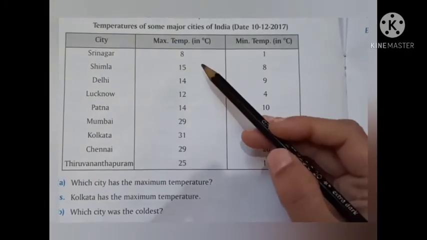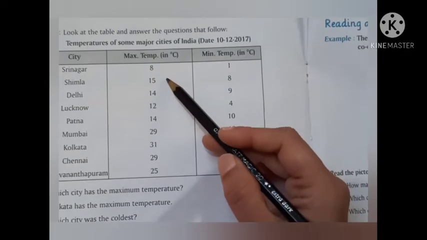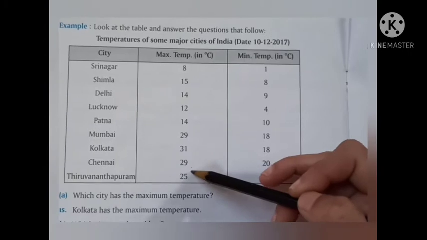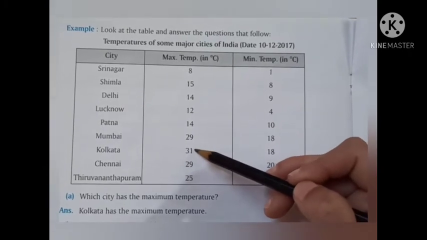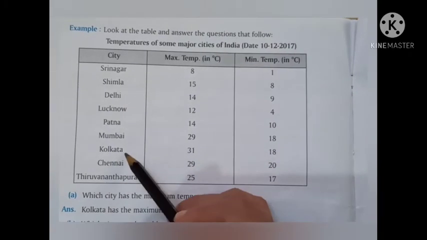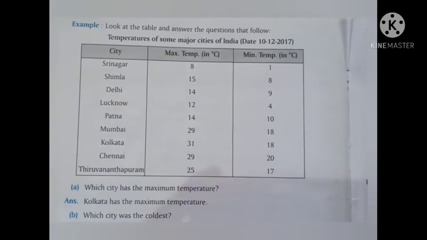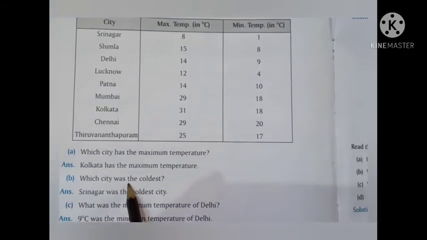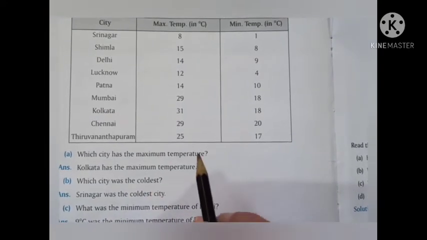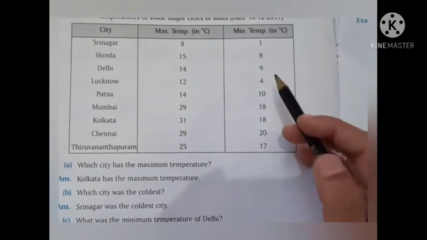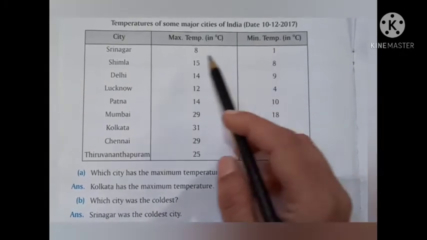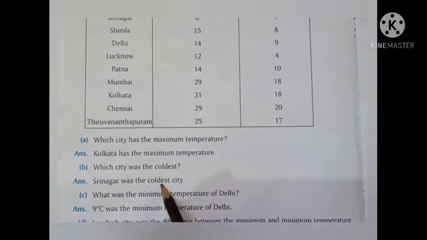You have to look into the column given as maximum temperature and see which is the maximum number. Yes, I think it is 31, which belongs to Kolkata, right? So we can write Kolkata has the maximum temperature. Which city was the coldest? Coldest means it had the lowest or minimum temperature. So here, 1, Srinagar. So Srinagar was the coldest city.